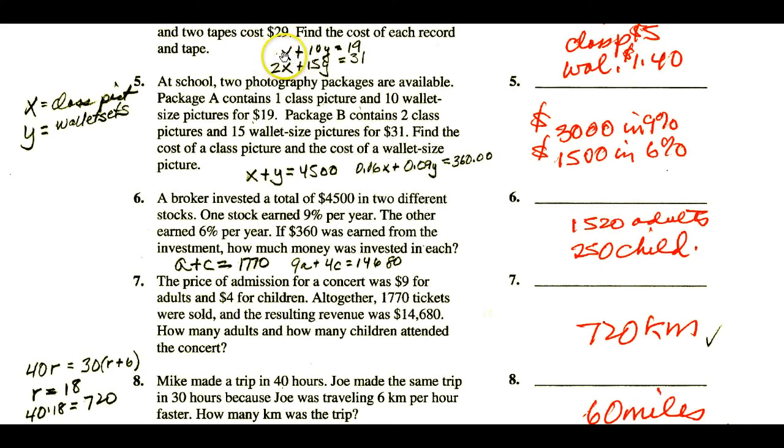Well, one class picture, X is the class picture, Y is the wallet sets. So one class picture, 10 wallets, 19. Two class pictures, 15 wallet sets, 31. So there's a 1 there. So theoretically, you could use substitution. And we have it over there, the answers.